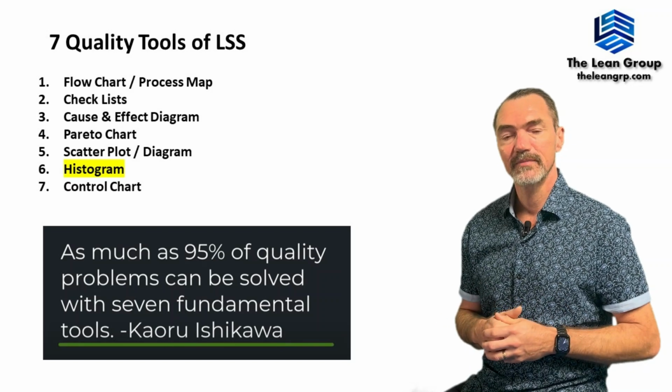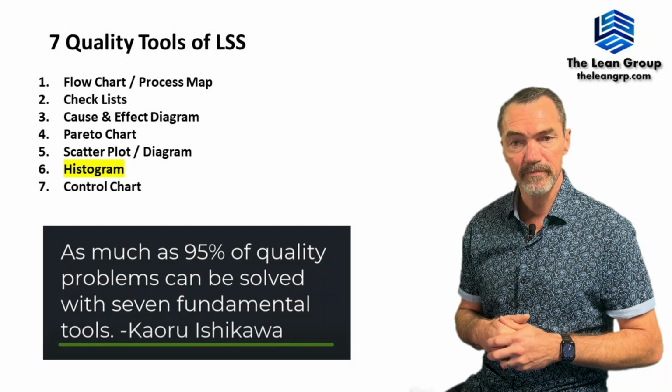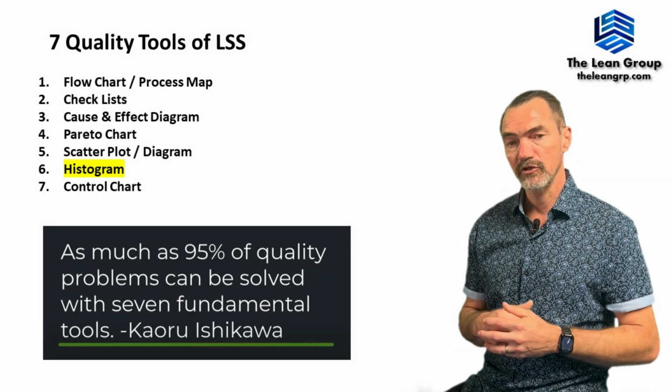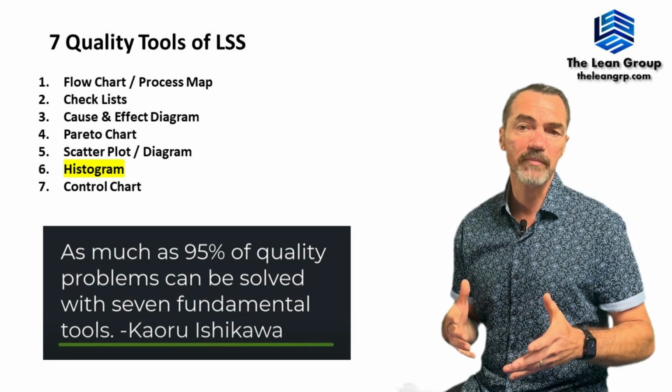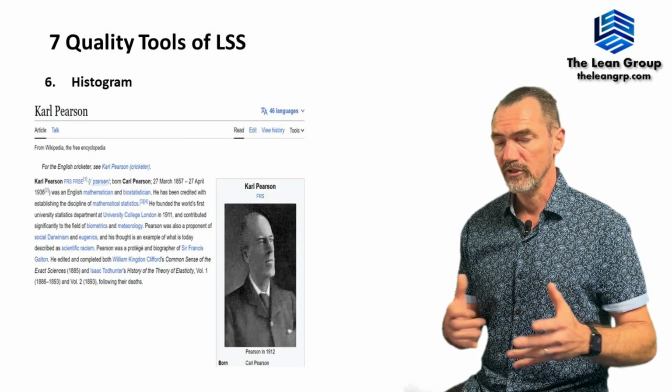Hello, I'm Mikhail Henning. Today we're going to talk about the sixth of the 7 quality tools of Lean Six Sigma, the histogram. So the histogram is one of the newest of the 7 quality tools because it was developed by US mathematician Carl Pearson, who died in 1936, turn of the century.